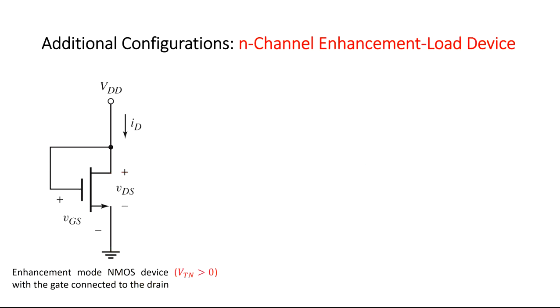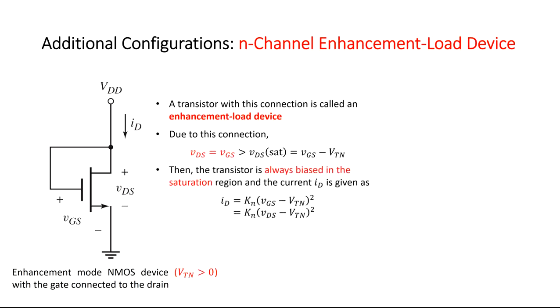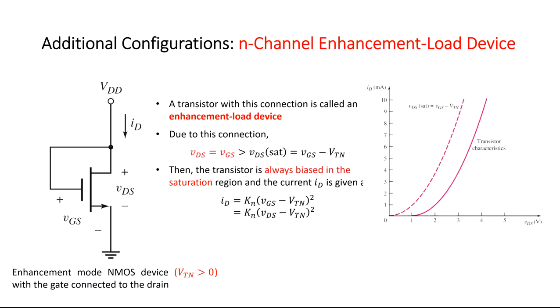The given transistor with this connection is called an enhancement-load device. Due to such a connection, the drain and the gate voltages are equal to each other, and they are always greater than the saturation drain voltage. Then this implies that the transistor is always biased in the saturation region. The current-voltage characteristic is given here. As you realize, it behaves like a nonlinear resistor.